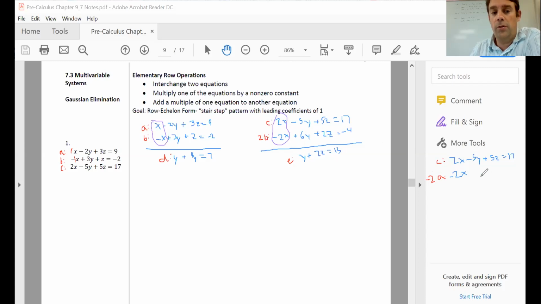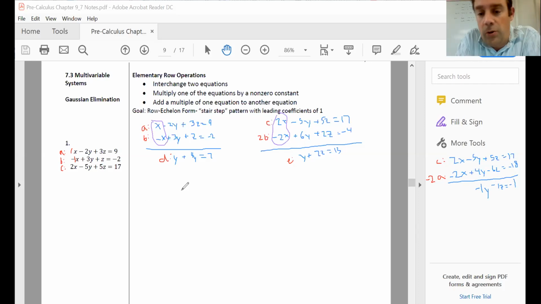So -2x plus 4y minus 6z equals -18. And notice, it would have given me a different equation, but still one that I could have used if I really wanted to figure it out. And actually, it's probably better numbers. But since that's not what I dealt with, I'm not going to use it.